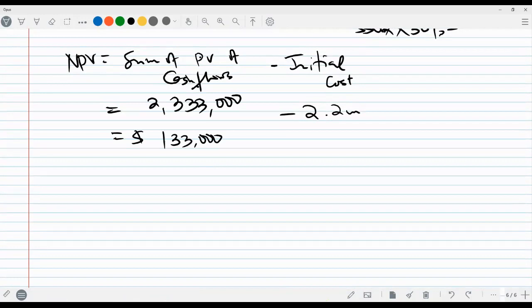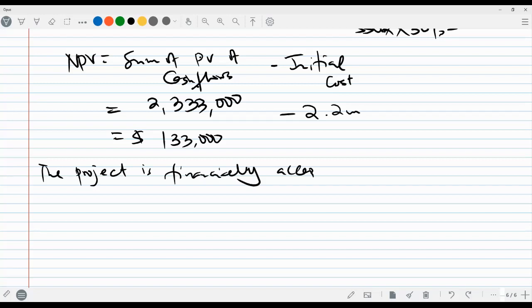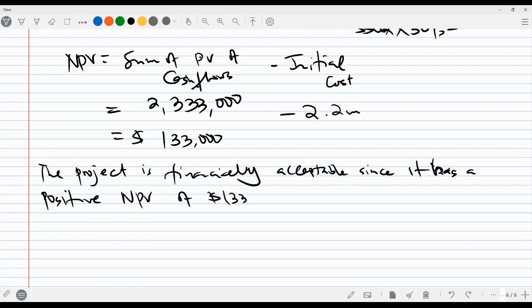Should we invest in this project? Yes, because it is a positive NPV. The amount you're going to be getting is 103 more than what you spent. The project is thus financially acceptable since it has a positive NPV. You can mention the NPV of 103,000. Question?